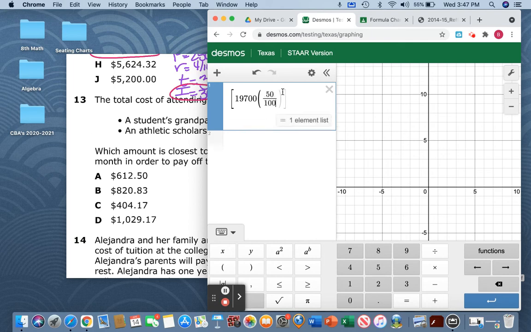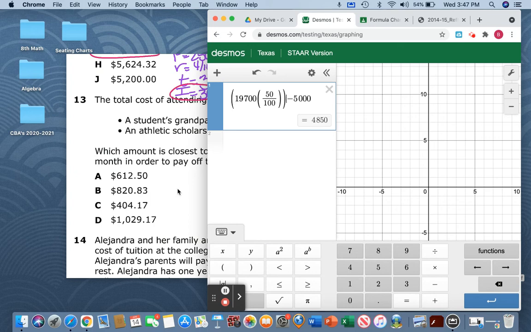$50 over 100. Close that. Close all that. Minus 5,000. Did it work? No, because that's not closed. Did it work? No. But I bet you if I make that a parentheses and another parentheses here, it worked. 4,850.